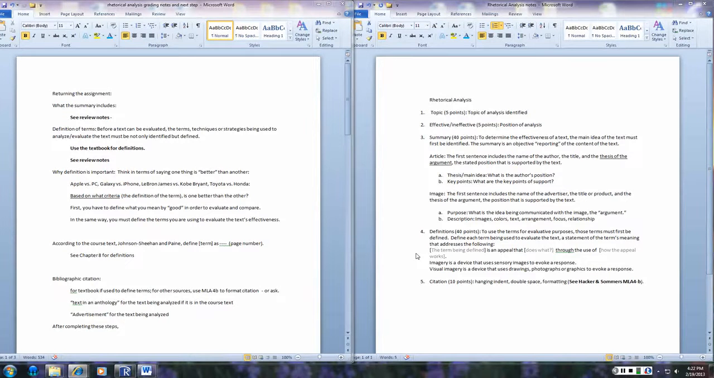So for instance, if you have an image, imagery is a device that uses sensory images to evoke a response. Visual imagery, which you have in a print advertisement, is a device that uses drawings, photographs, or graphics to evoke a response. So if I define what imagery is, then I can discuss how that specific text or photograph uses imagery effectively. Now I want you to look back over here to why definition is important.